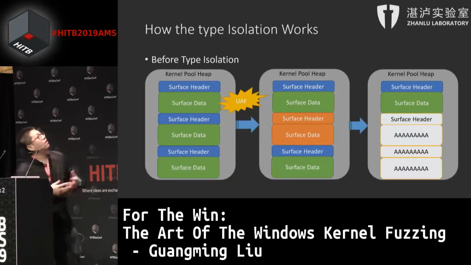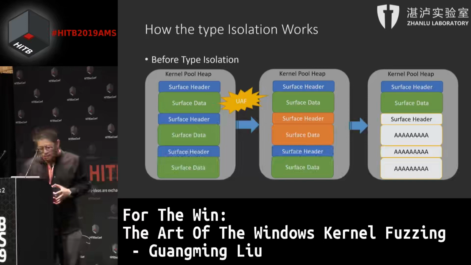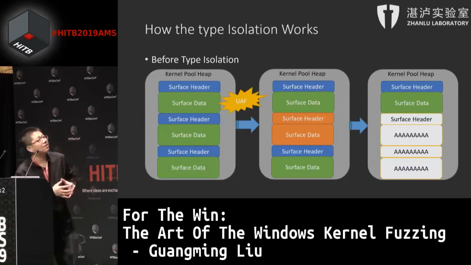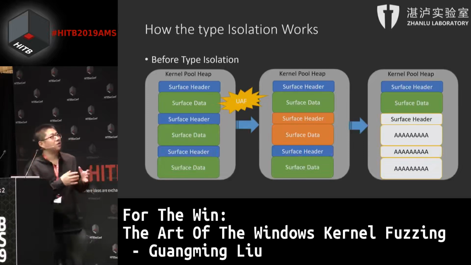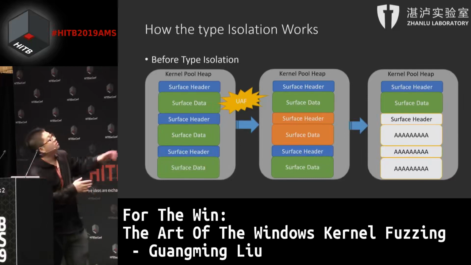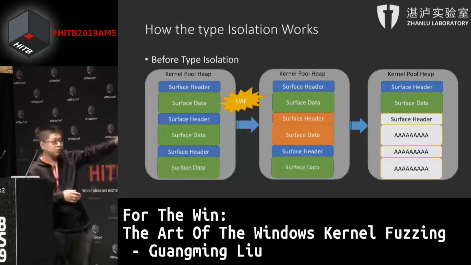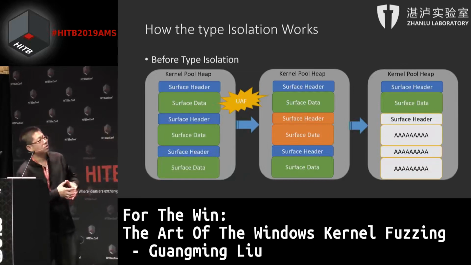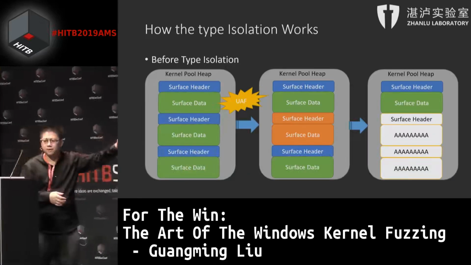Here is how the type isolation works. Before the type isolation, we can spray the data in the pool. We can control the object's header part and the data part. If you get a use-after-free, you can spray in the heap. You can control the surface header and the surface data.